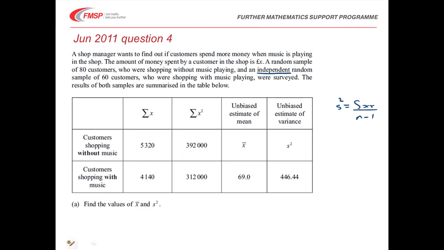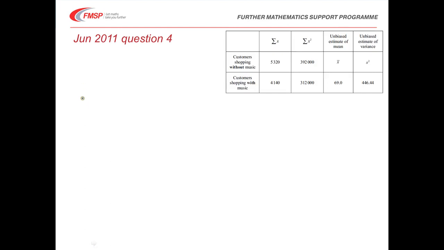So here we go, let's work these out. So we know, as I say, that x bar is equal to the sum of x over n. So this is going to lead me to have 5320 over 80, which gives me 66.5. And you get 2 marks for that, which is quite nice. One for the method, one for the accuracy.